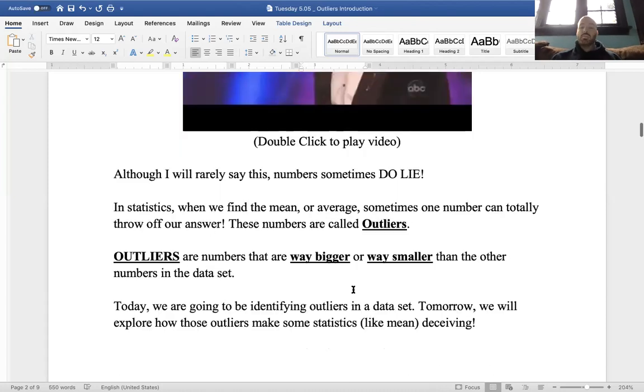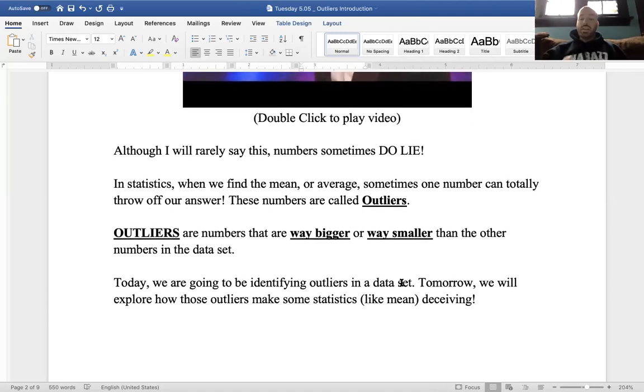So outliers are numbers that are way bigger or way smaller than the other numbers in the data set. Here's how I remember it. Outliers, that number looks like a liar. If I see a 91, 92, 98, and then all of a sudden I see a 20, I'm going to think, that number's lying. That doesn't belong there. So an outlier is a number that's way bigger or way smaller. Today, all we're going to do is identify those outliers in data sets, and then tomorrow we're going to explore how the outliers can make some statistics, like mean, deceiving. And that's what Jay-Z means. He says numbers don't lie.